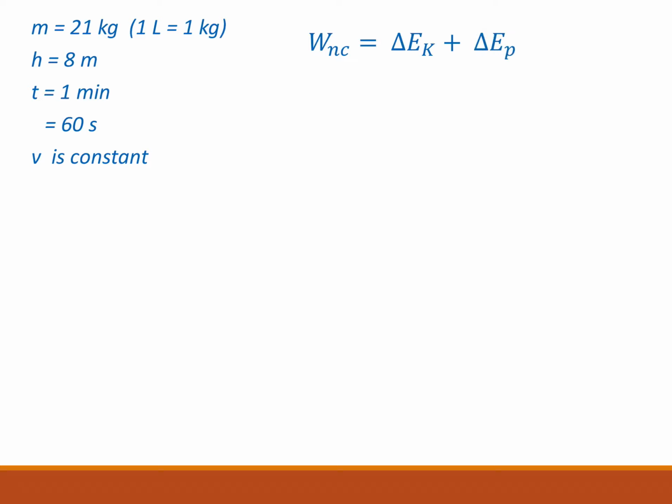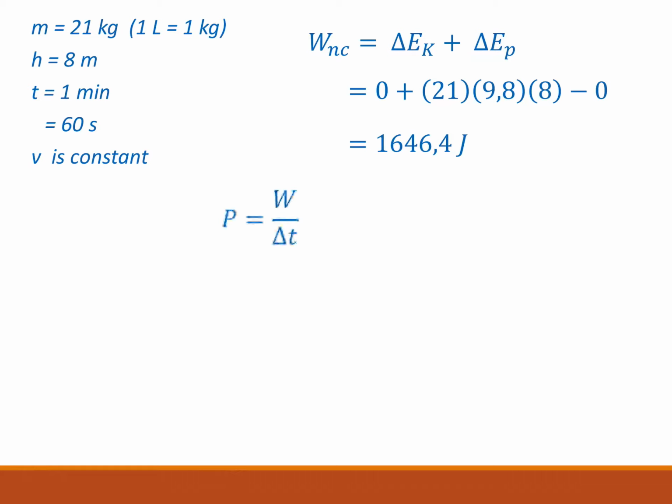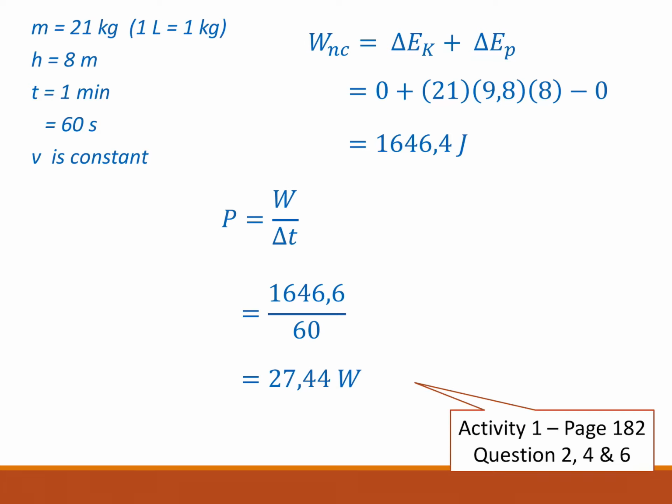So the work done by the non-conservative force, delta Ek plus delta Ep, delta Ek is 0. It's going at constant velocity. Gets to 8 meters, we need to minus the initial. So my force is having to do 1,646,4 joules of energy. Power is work divided by time. We know that's 27,44 watts. From here, I could work out how fast it was going if I really wanted to, because I could use P equals F times V.